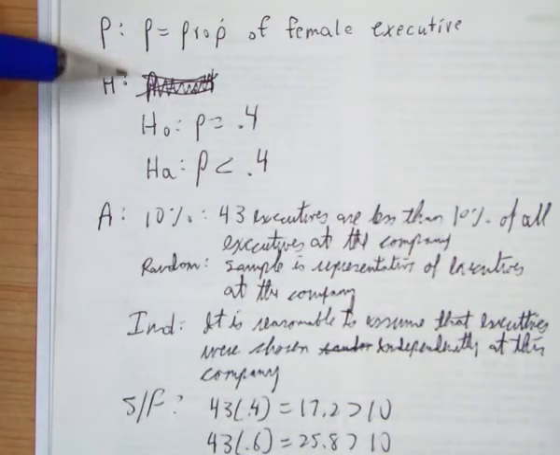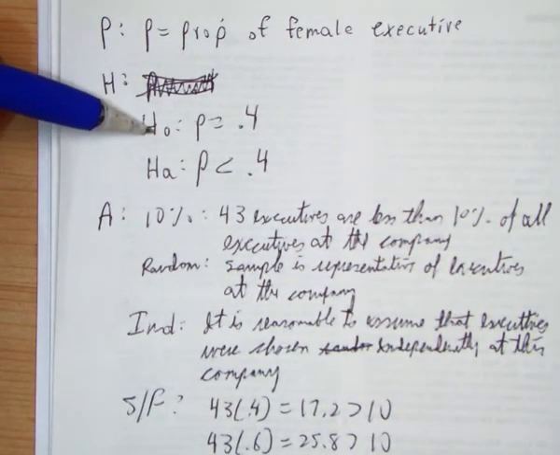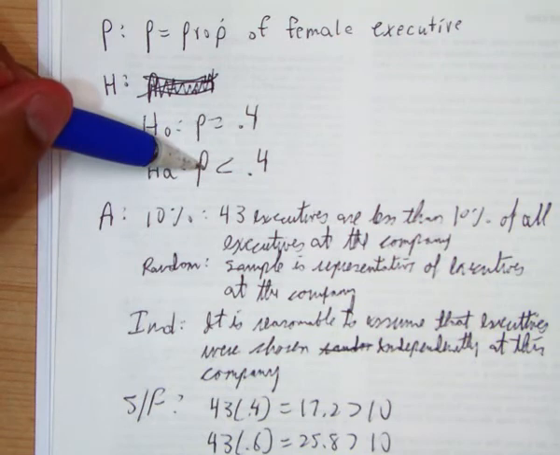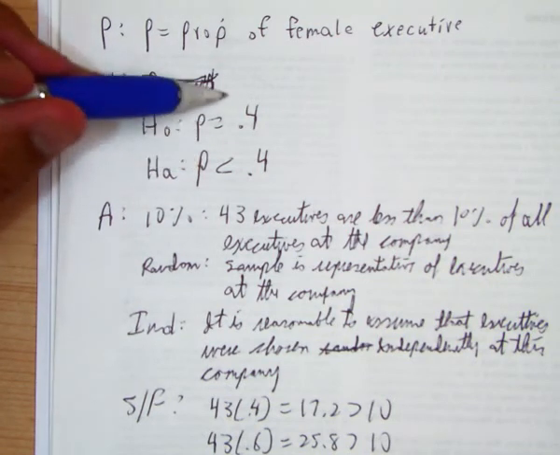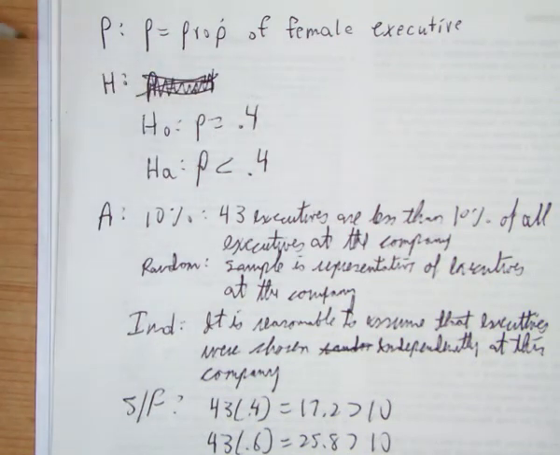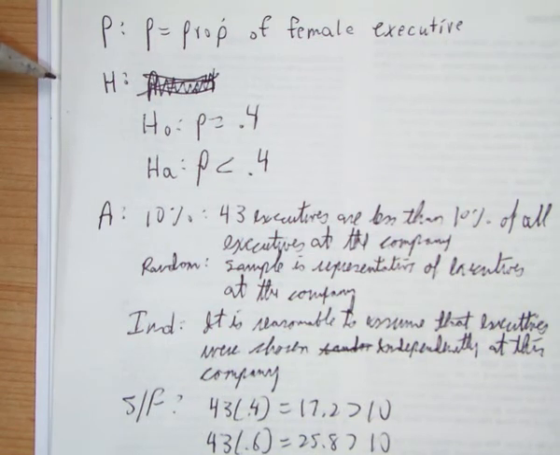So again, be careful. You can only fail to reject to get this. So there is no evidence that this is true. We cannot accept this. So we cannot say there is evidence that p equals 0.4. You can't say that. Okay?